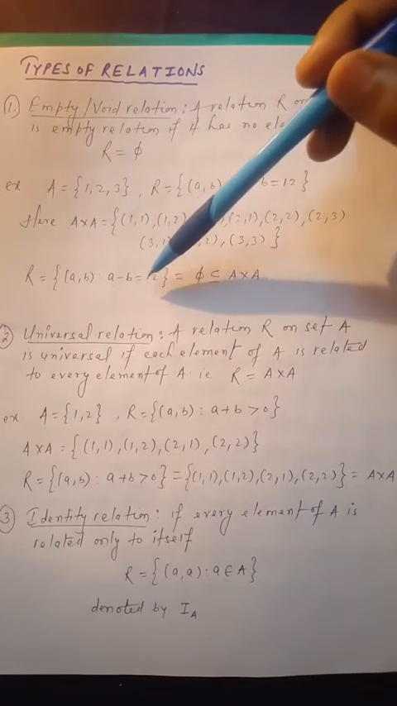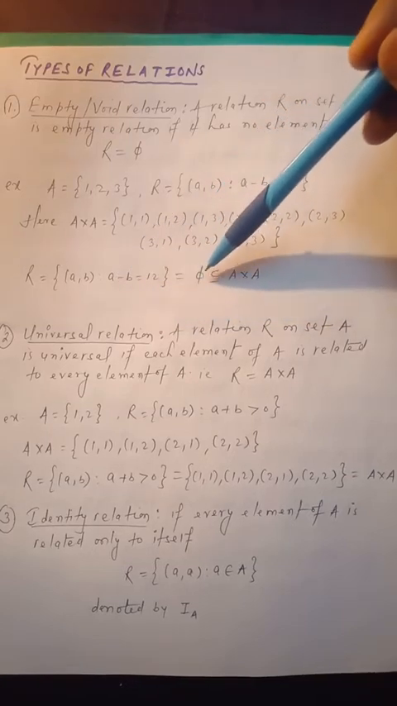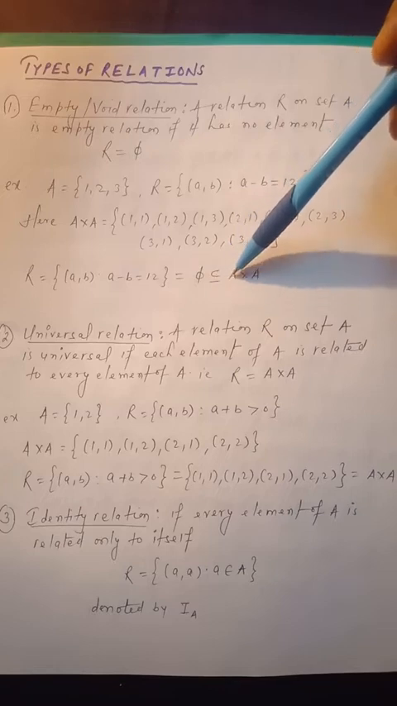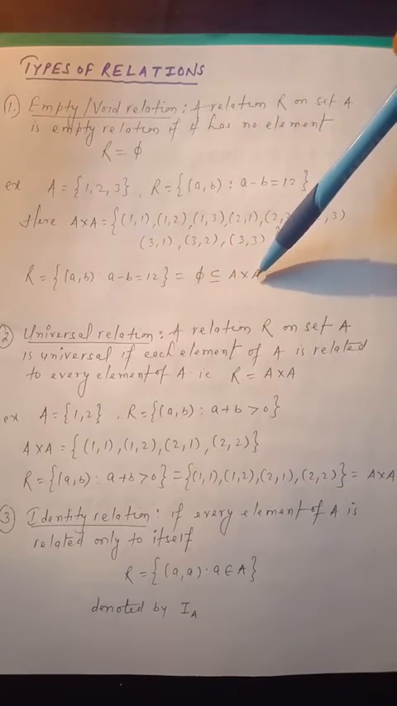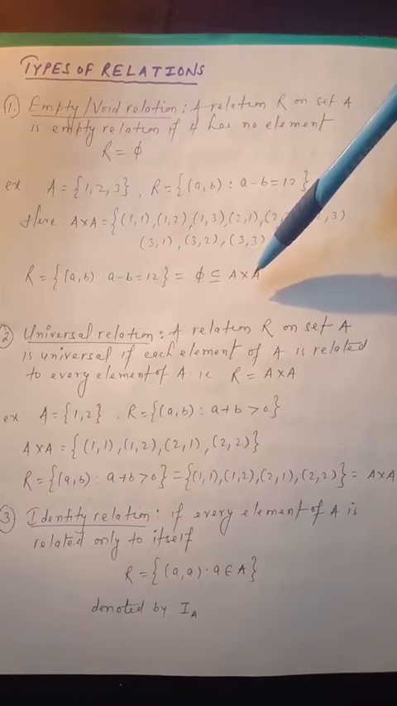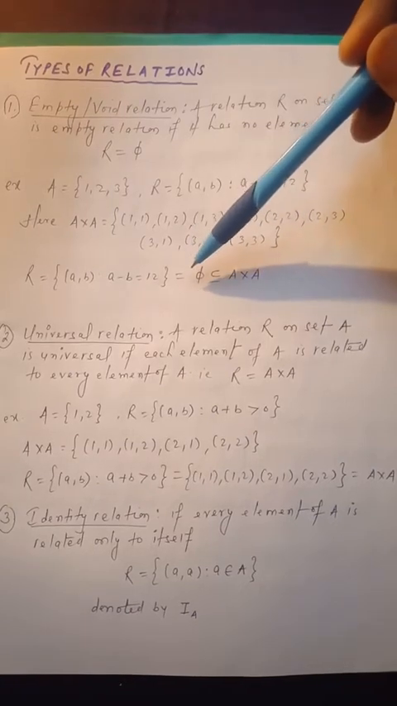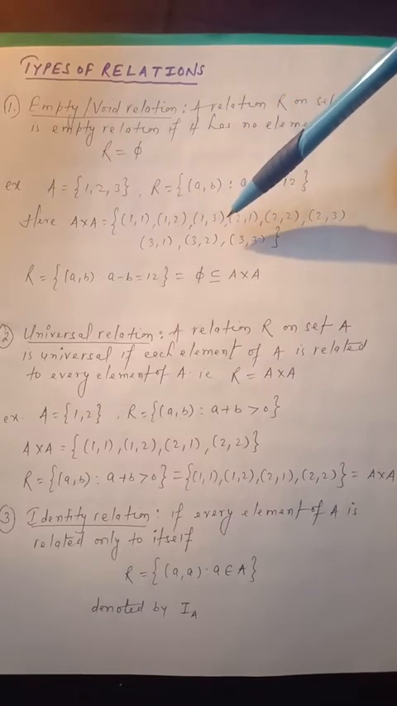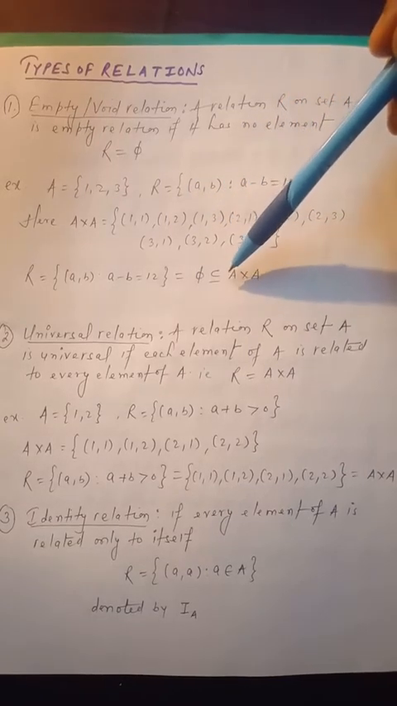So we will say that the number of elements is phi, and obviously phi is a subset of A cross A, because every empty set is a subset of the given set. So here the given example represents the void relation or empty relation.